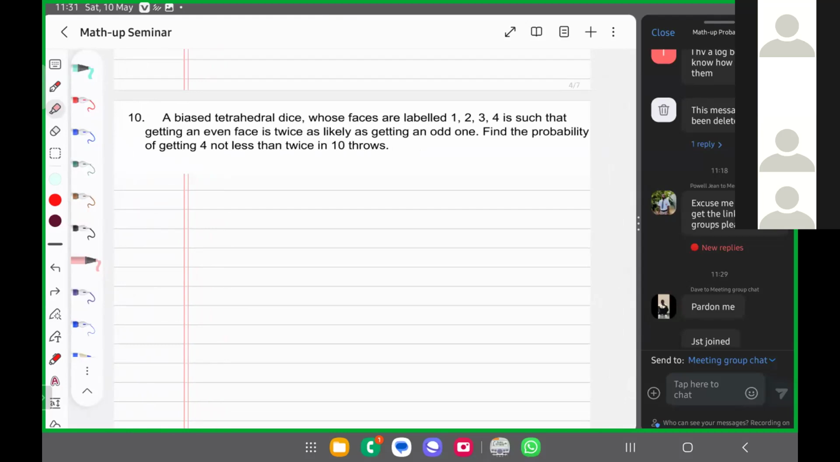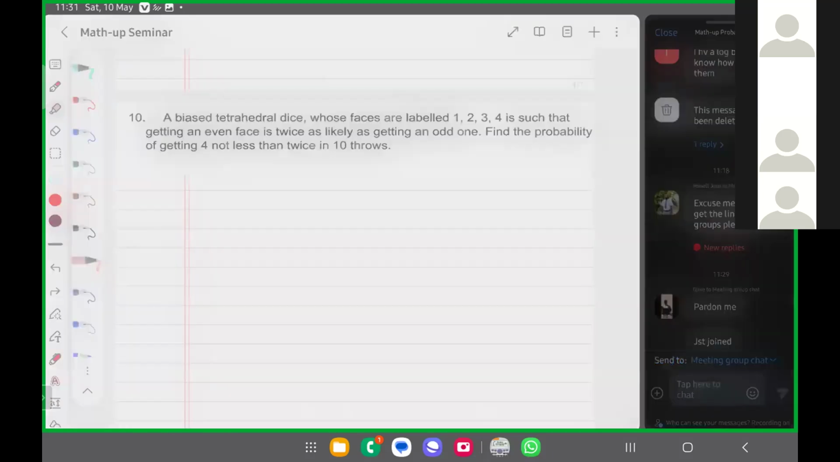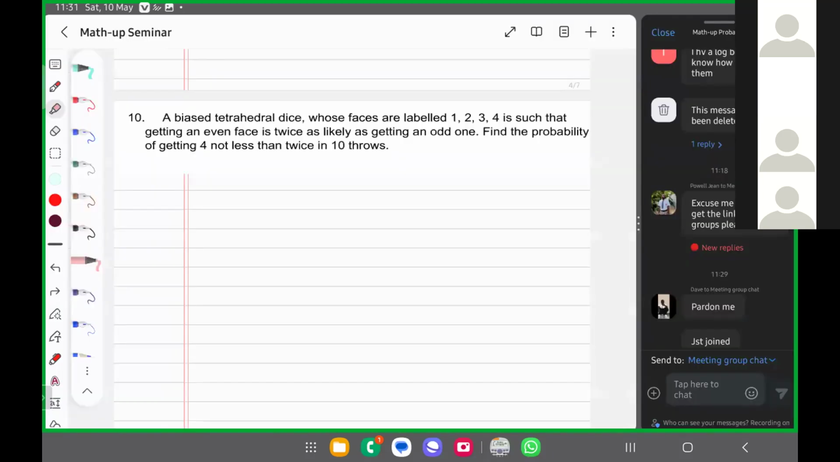Yeah, so this question has very many aspects that we shall have to tackle. So we can go sentence by sentence. We have been given a die whose faces are labeled 1, 2, 3, and 4. And they're telling us that the probability of getting an even face is twice as likely as getting an odd one. So I can start from there. So in our solution, we can start by finding those probabilities, that of getting an even face and that of getting an odd one.